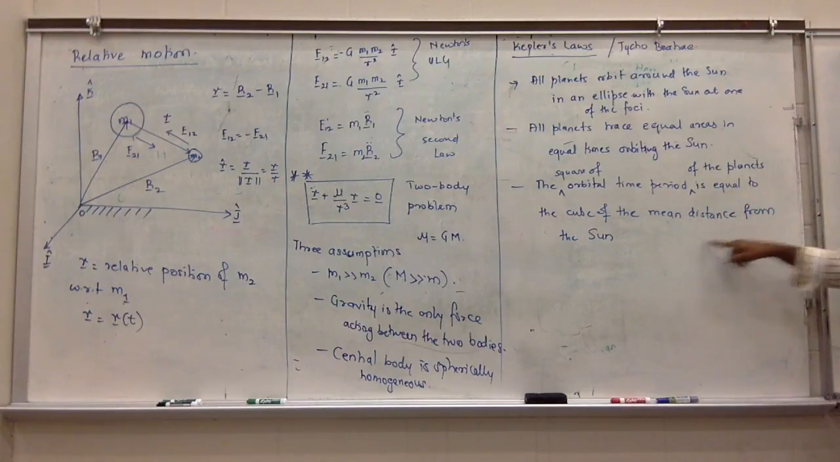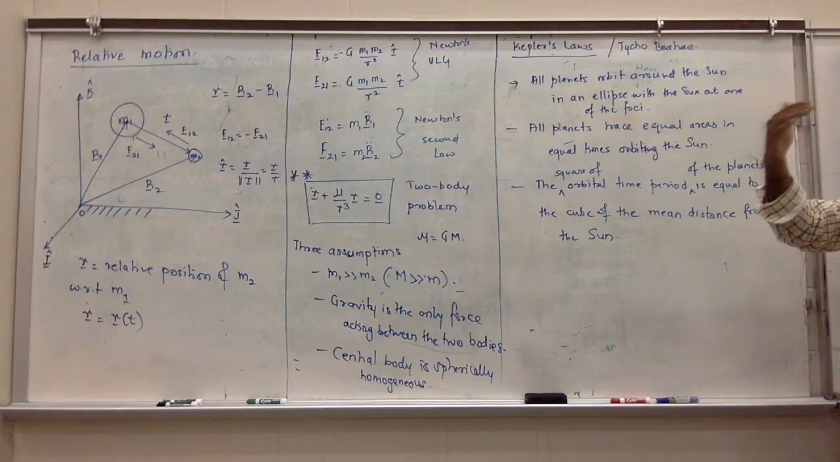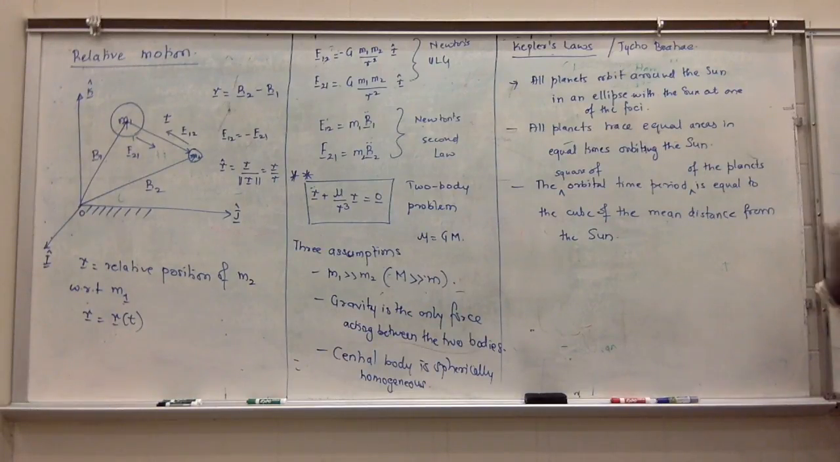Why do we say mean distance? Anybody? It's changing, right? If the sun is at one of the foci, Earth could come closer at some point and then go far away at some point. So we say the mean distance. As the planets go farther away from the sun, what happens to the time period? It increases, right? So that is the reason.